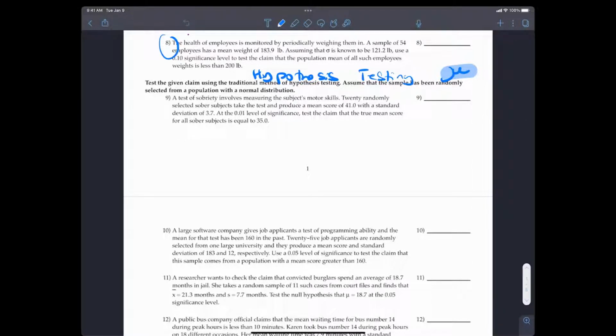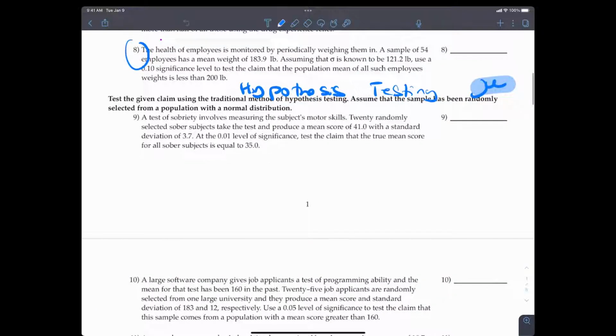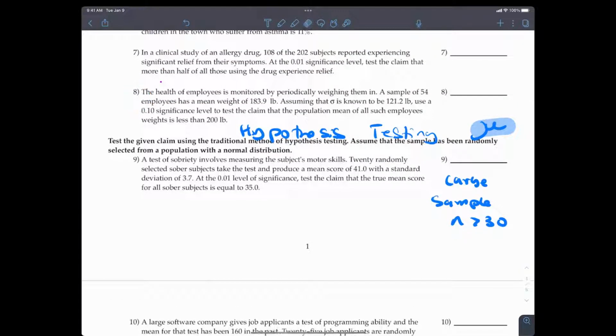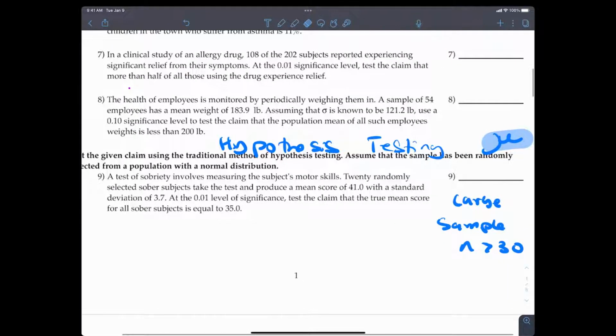Okay, what we're going to do here is look over some homework questions on hypothesis testing. This is hypothesis testing about a mean for a large sample. We're looking at a sample size greater than 30 for a large sample here. So we're looking at the homework that people were trying to do last week. I'm going to start with question number 8 because that's actually hypothesis testing about a mean.